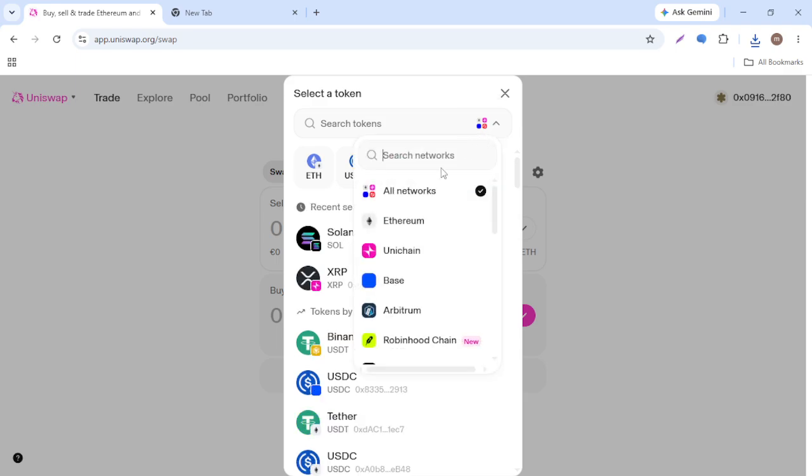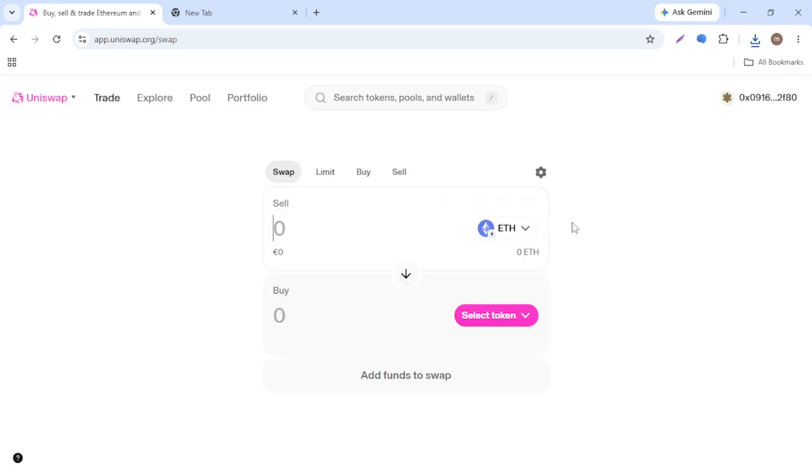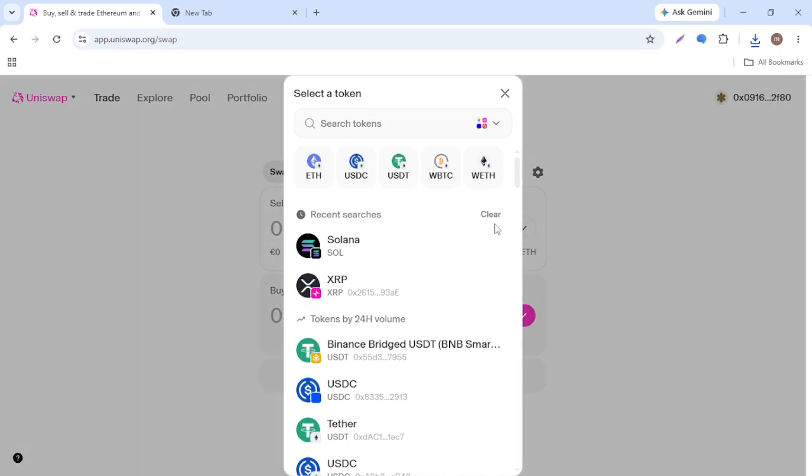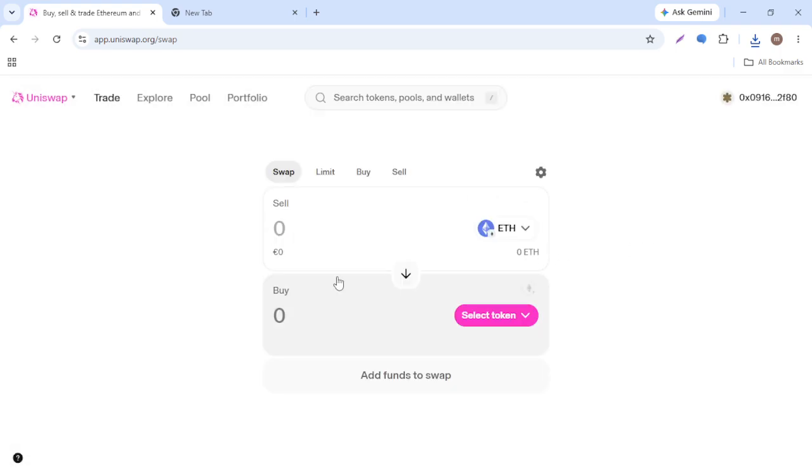Let's jump right in. Gas fees are network fees paid to process transactions on the blockchain. These fees aren't collected by Uniswap. Instead, they're paid to the validators who secure the network and confirm transactions. The amount you pay depends on how busy the blockchain is at the time your transaction is submitted.